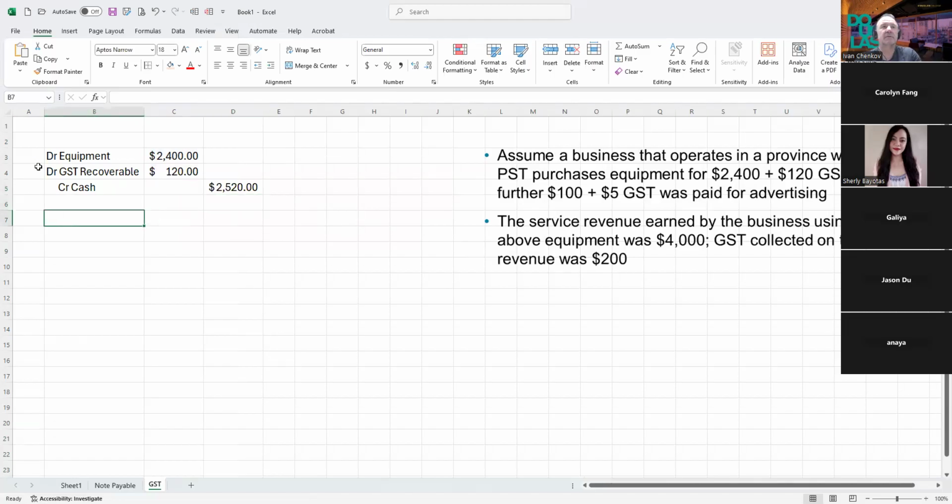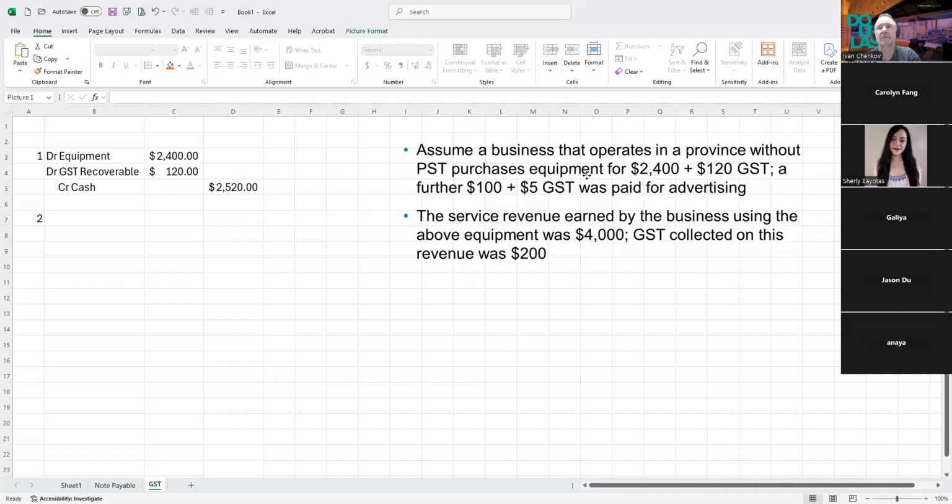Let's do the second journal entry. That was journal entry number 1. Let's do journal entry number 2. Now we're paying for advertising. Debit. Advertising what? Expense.